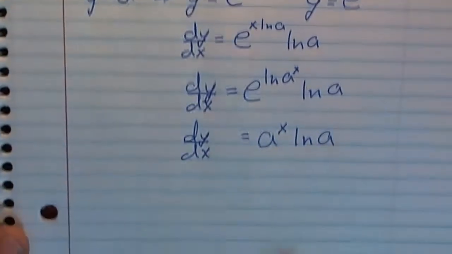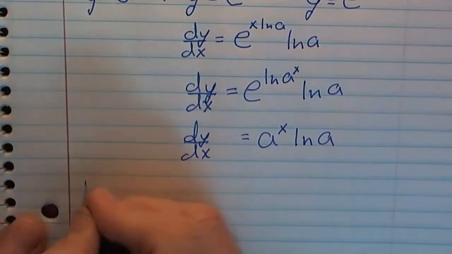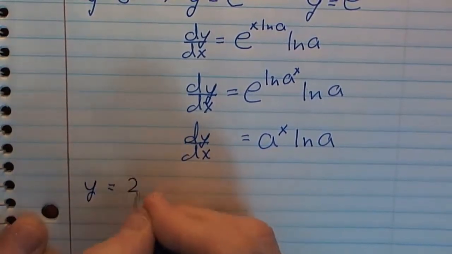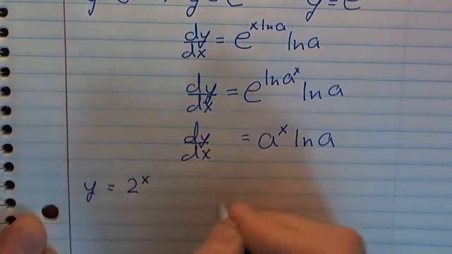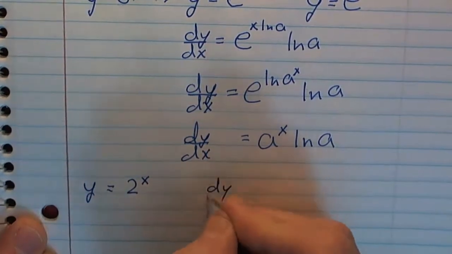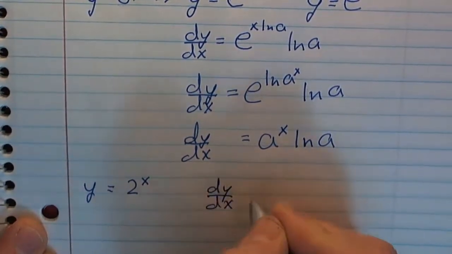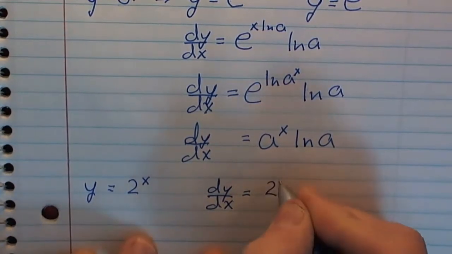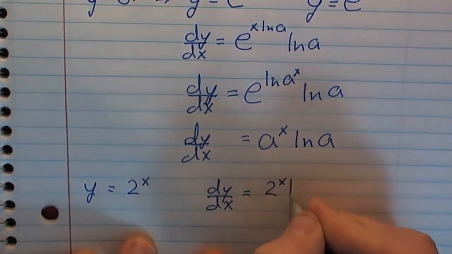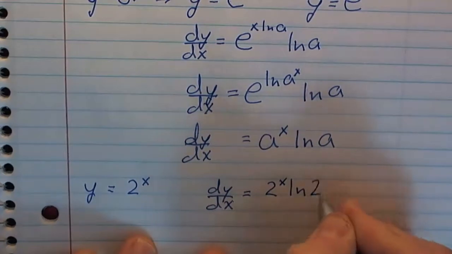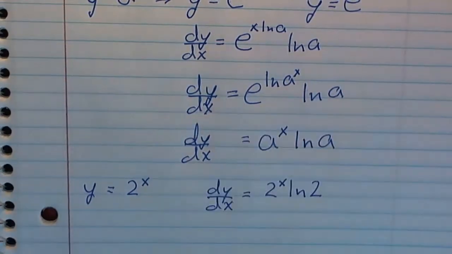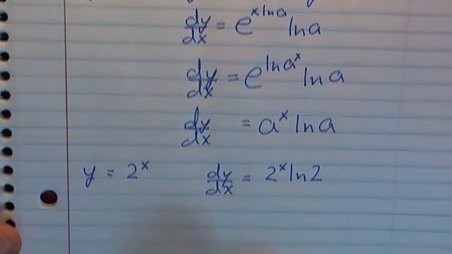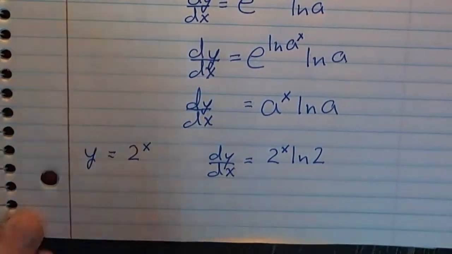So let's see how this works. Let's suppose that we've got y equals 2 to the x. Well, dy dx is going to equal 2 to the x times log 2. See? Just like that. And of course, the chain rule is involved. We'll still have to use the chain rule.